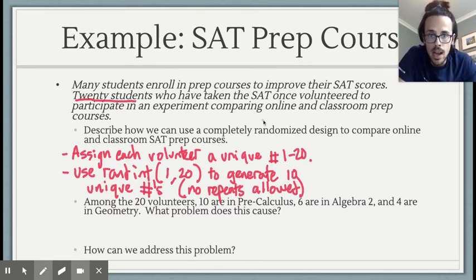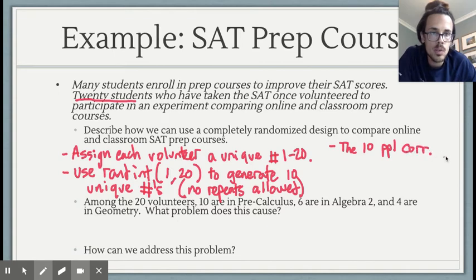After you talk about how you're going to pick your 10 people, I didn't give myself nearly enough space here. The next step is going to be to say what you're going to do with those 10 people. So the 10 people corresponding to the selected numbers go to online class.